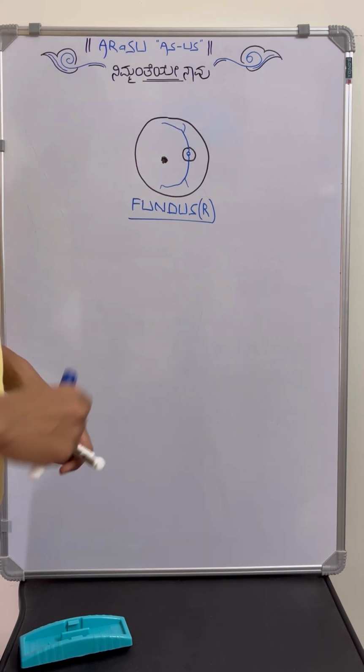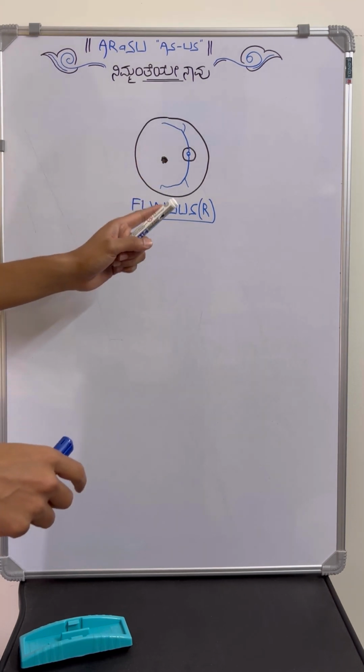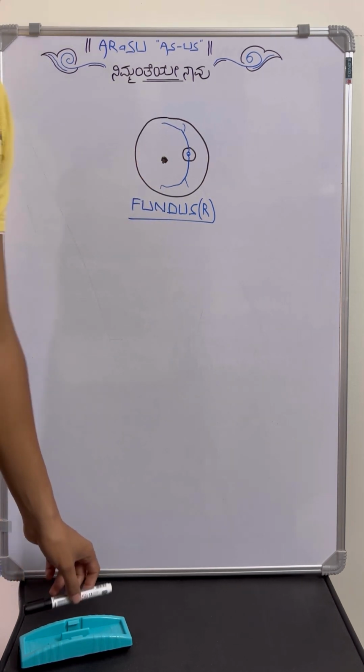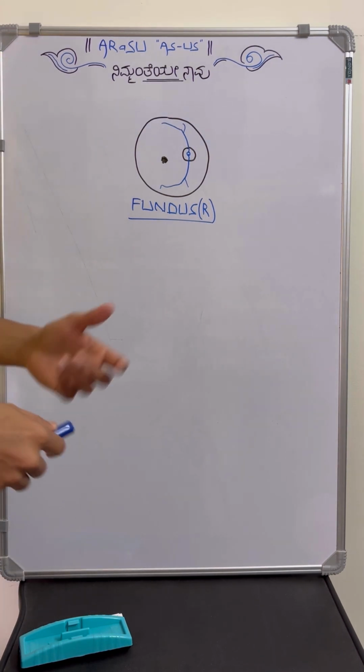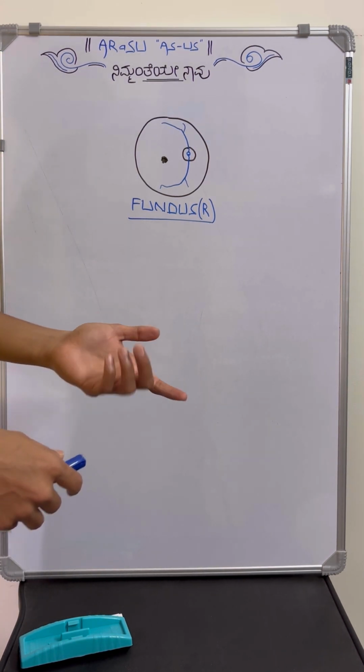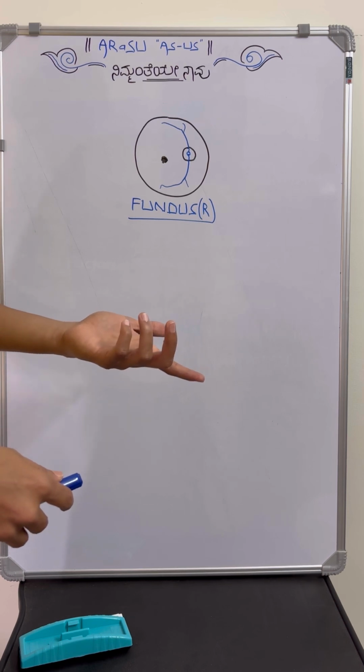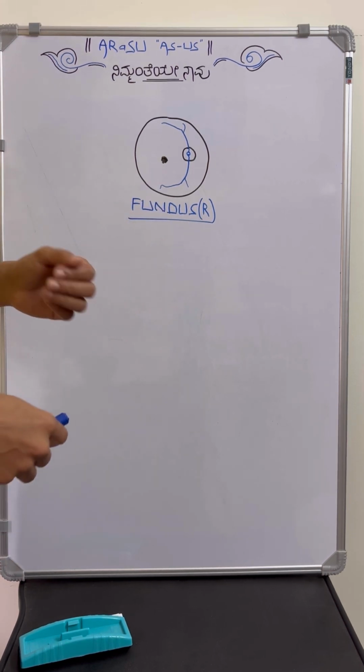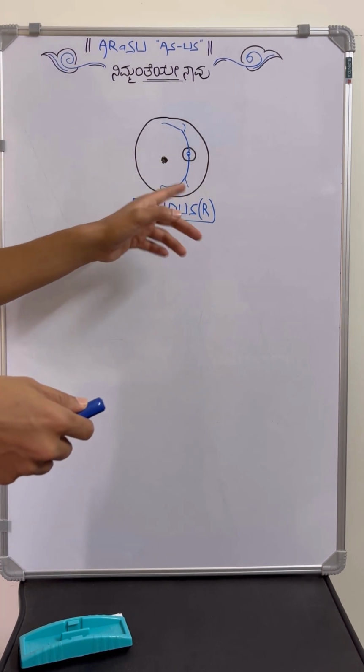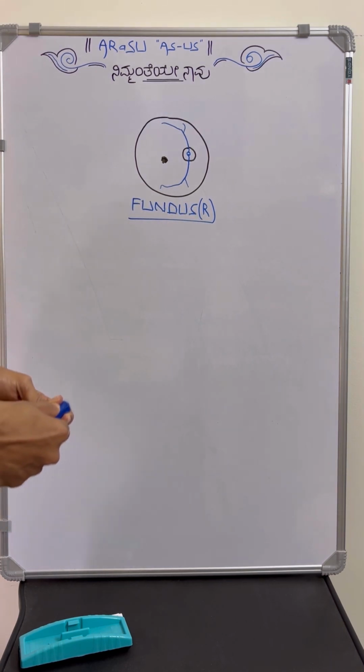So what is the normal structure of the fundus? Visualization of the fundus is very important in many situations, especially when we are examining the second cranial nerve and when we are suspecting raised intracranial pressure or any optic neuritis, etc. So it is very important to know the normal structure. So we'll deal with this today.